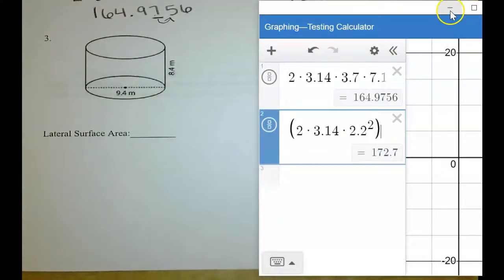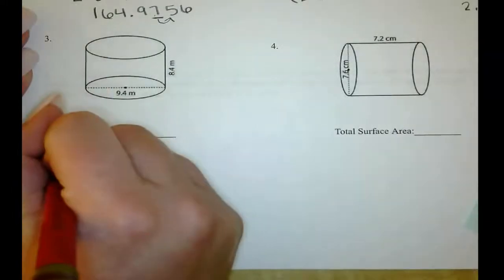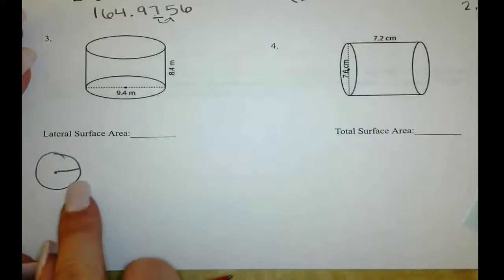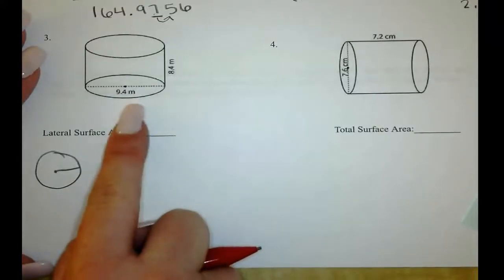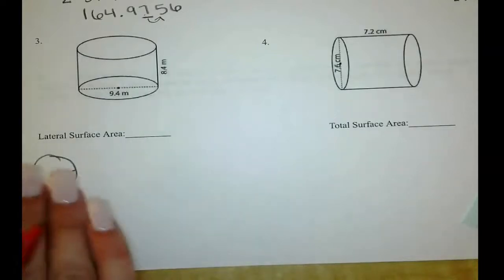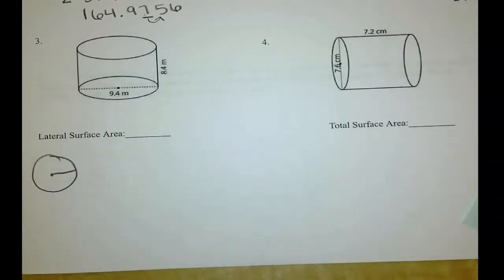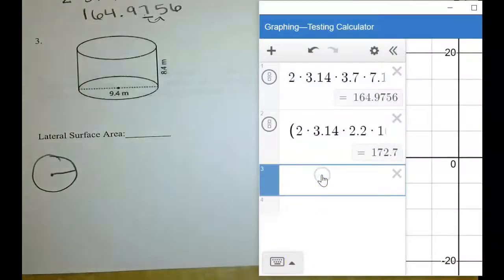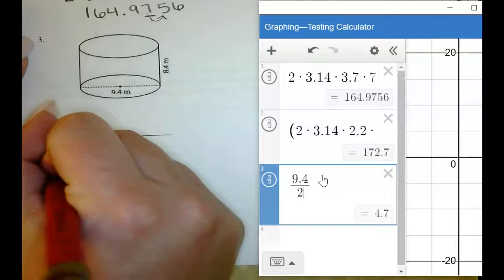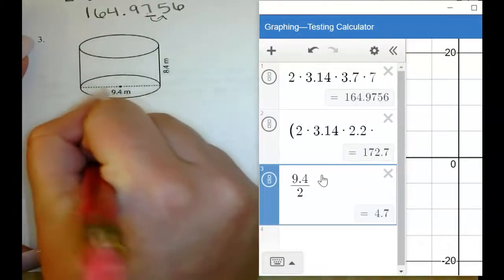Number 3 is lateral surface area. So we've got this cylinder, so I'm going to go ahead and draw the circle. The base is always a circle on a cylinder. I'm going to label my radius, but notice what they gave us. They did not give us the radius, they gave us the diameter. I am not ever going to label diameter on this circle because I do not need diameter. So right now I'm going to take 9.4 and divide it by 2 to get my radius. So my radius is 4.7. And we don't need to do anything to the height. It's 8.4.